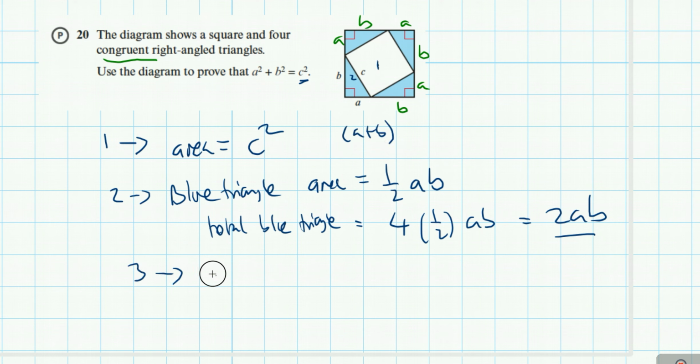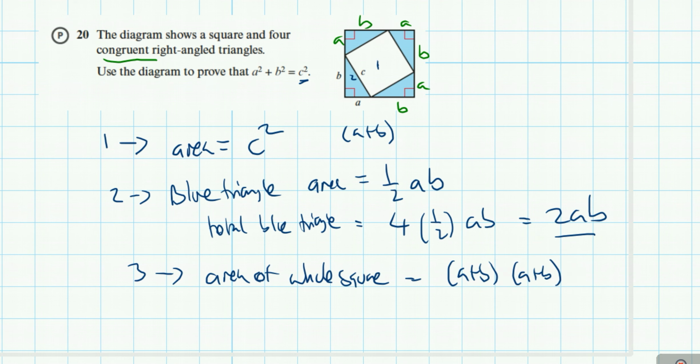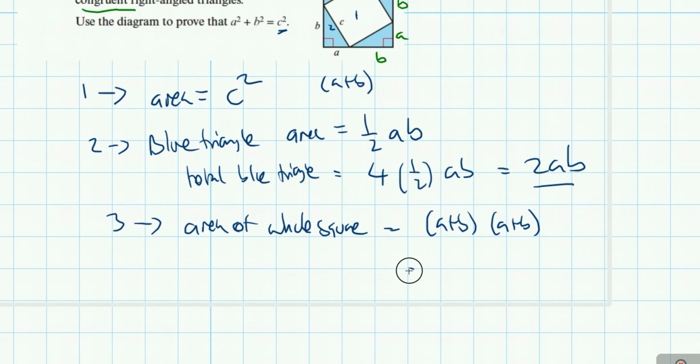So the area of the whole square is going to equal A plus B times A plus B. Let me substitute that in. That's going to be equal to A squared plus 2AB plus B squared. Now this is the area of the whole square.